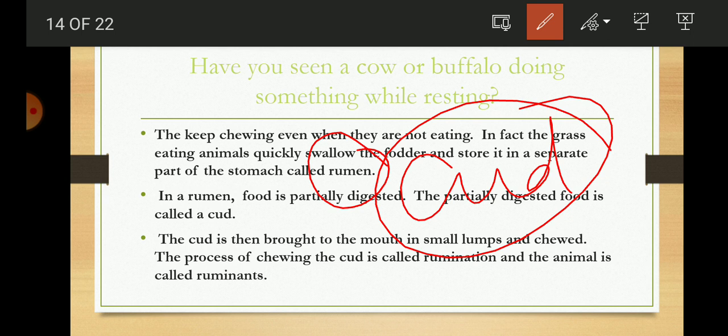So students, that is why these grass eating animals are known as ruminants, because they are doing the process of rumination. Rumination means the process of chewing the cud. Okay, so that is why they are known as ruminants.